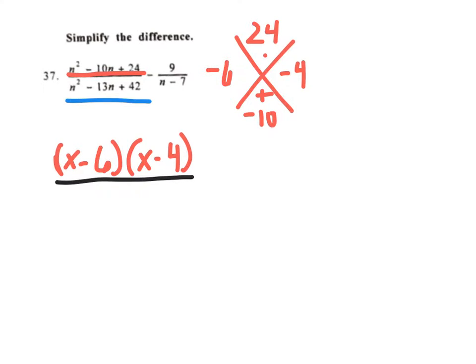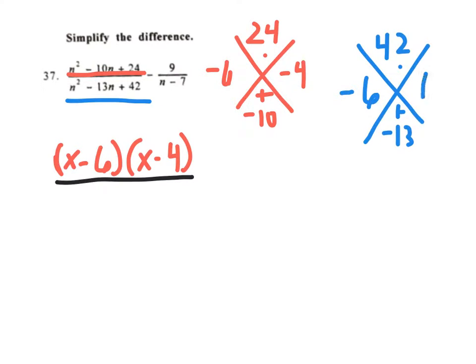Again, we have to use the x method. If I do that, we're looking for something that multiplies to 42 and adds to negative 13. That is going to be negative 6 and negative 7. Let's actually write that 7 so you can maybe read it. That would be nice, wouldn't it? You'd probably appreciate it.